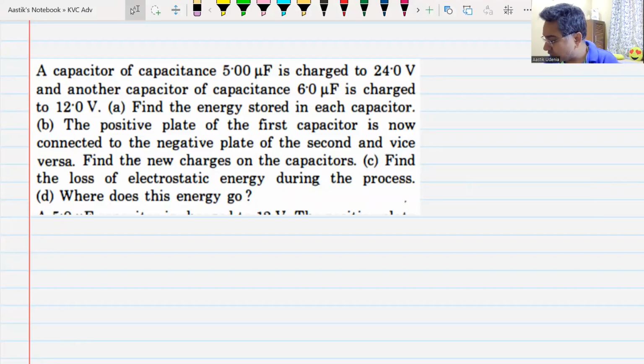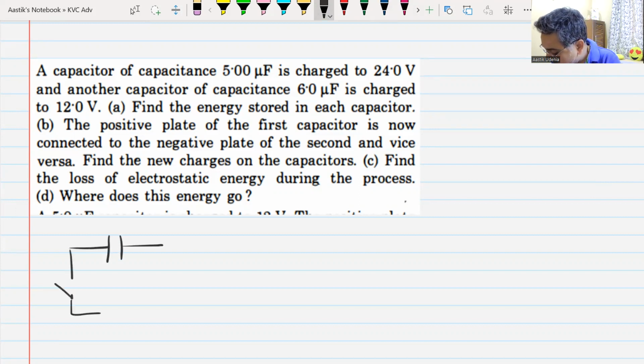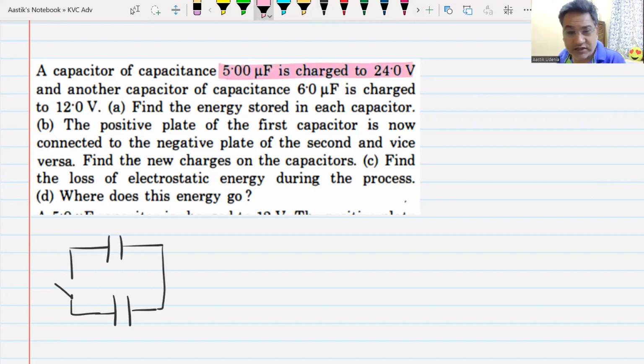Now, how are we supposed to do a question of this nature? So basically, you have two capacitors and these two capacitors would be connected to each other via some switch. So let me make a switch as well. This is the 5 microfarad capacitor here. It is charged to 12 volt. So let me assume that this is the positive plate and this is the negative plate.